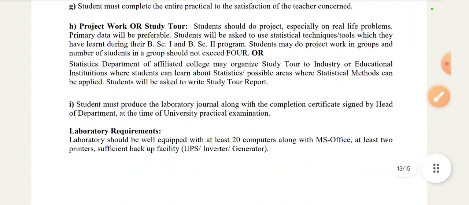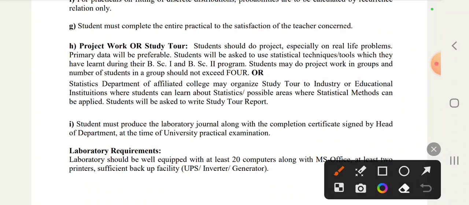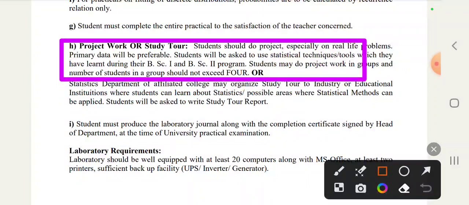There are a few points that you have to remember while doing project work. I am highlighting the area of project and what is mentioned in it. Students should do the project especially on real life problems. Primary data will be preferable. Students will be asked to use statistical techniques and tools which they have learnt during their BSc 1 and BSc 2 programs. Students may do project work in groups, and the number of students in a group should not exceed 4.